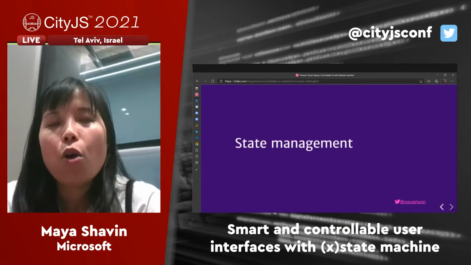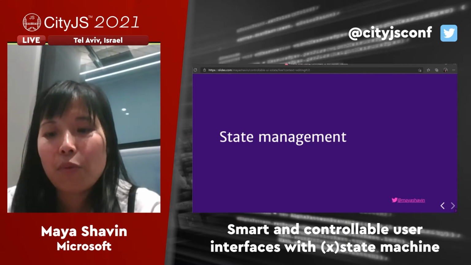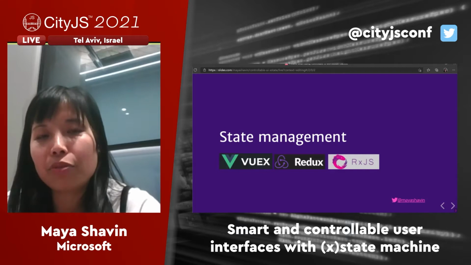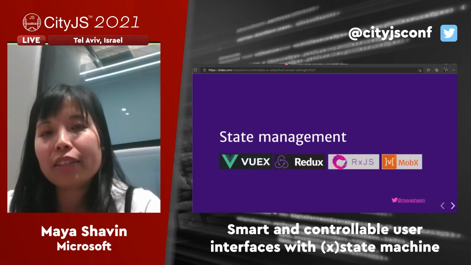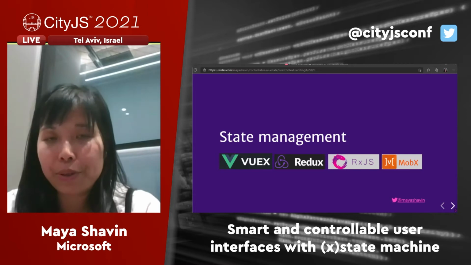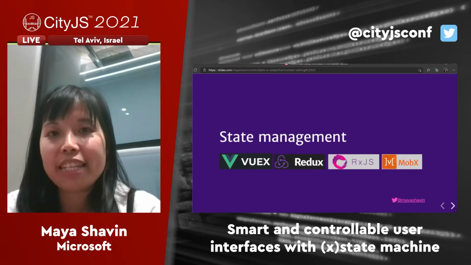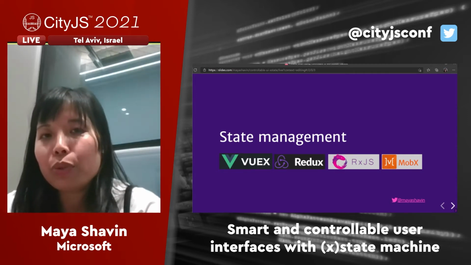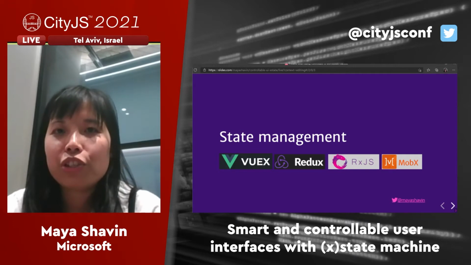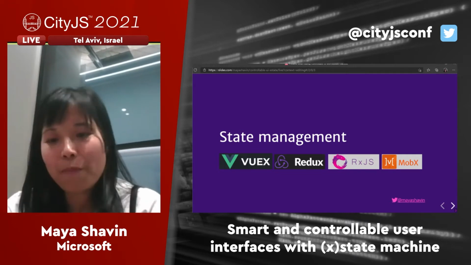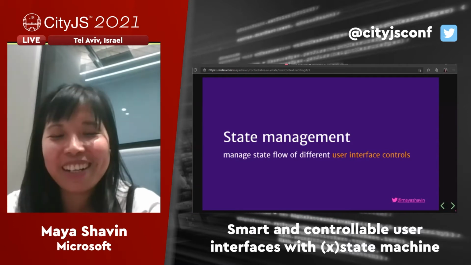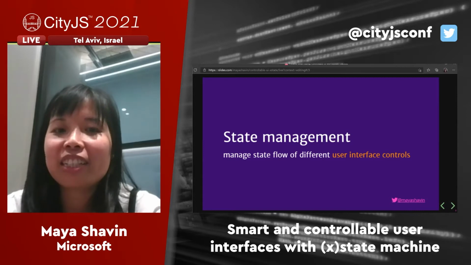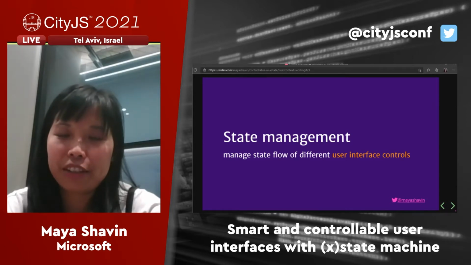When we talk about state management, we normally think of state management frameworks like Vuex, Redux, React.js, or MobX. All of these frameworks are very good, well known, well maintained, and proven to be very, very scalable. However, when you use them, do you understand what state management is in general? According to Wiki, state management is how you manage the flow of different user interface controls.